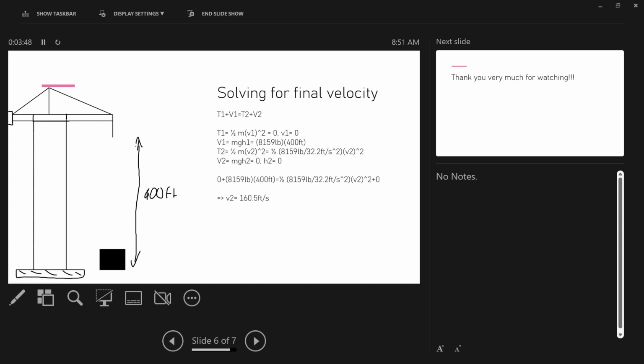And the final potential energy will be mass times gravity times the final height, which will be equal to 0 because the final height is 0. And once we plug all of that into the equation of the principle of conservation of energy, we find that the final velocity will be 160.5 foot per second.